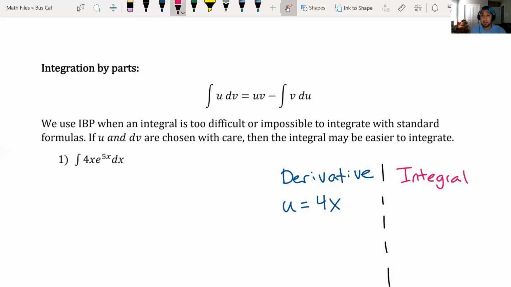Now we need to make a pick for dv. dv is always the complicated part of the integral, most of the time. So for dv, the most complicated part of this integral looks like it's e to the 5x. Now let's do what our columns say. Let's take the derivative of 4x and let's find the integral of e to the 5x.